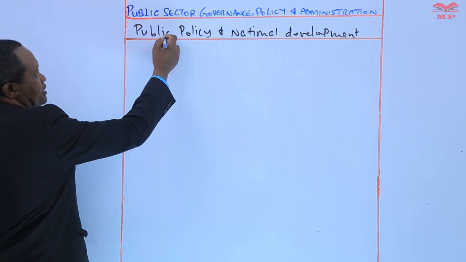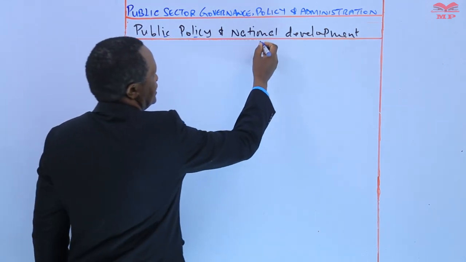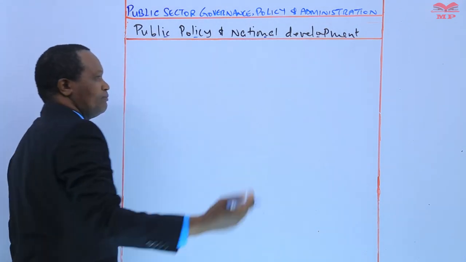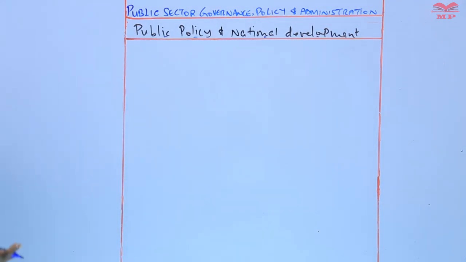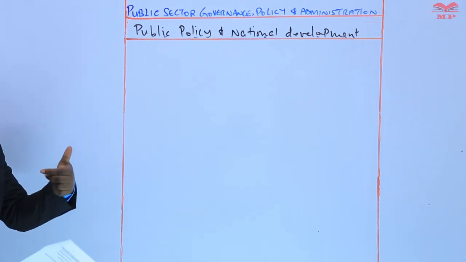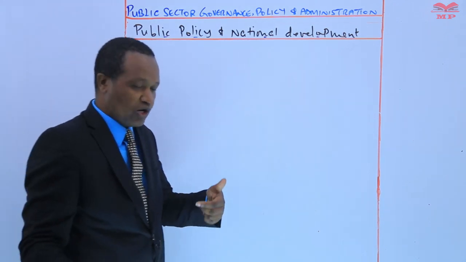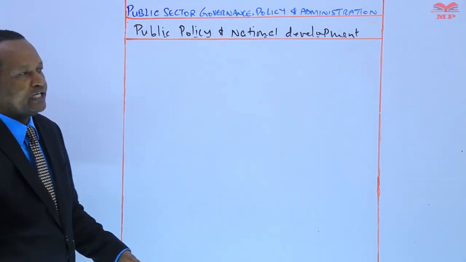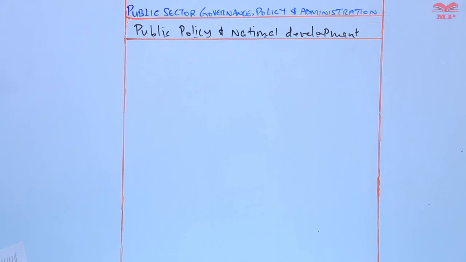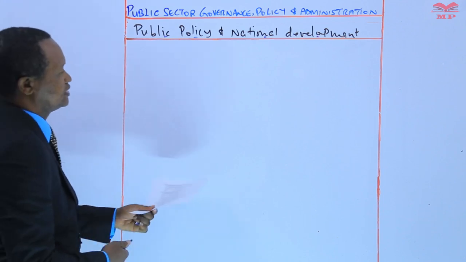Then there is national development. What's the meaning of the term national development? Now, national development refers to the multifaceted process of improving the overall well-being and standards of living of citizens of a nation. It encompasses economic growth, social progress, environmental sustainability, and good governance.